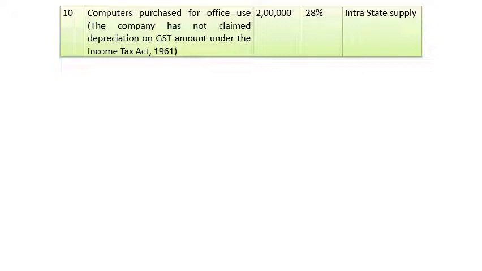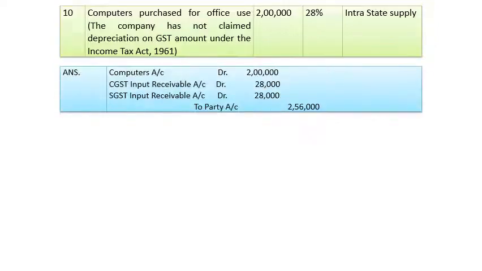But before writing it, we have to identify whether credit is available or not. This exercise is useful only when credit is available. Otherwise, we have to add the total GST amount into the cost price of the computer. Here, the situation is that the company has not claimed depreciation on the GST amount under the Income Tax Act 1961. So this is the situation where the company is not claiming depreciation on 56,000, that is the GST amount.